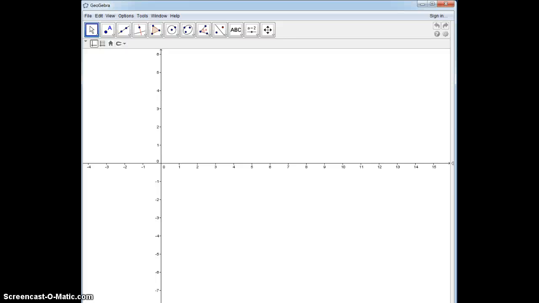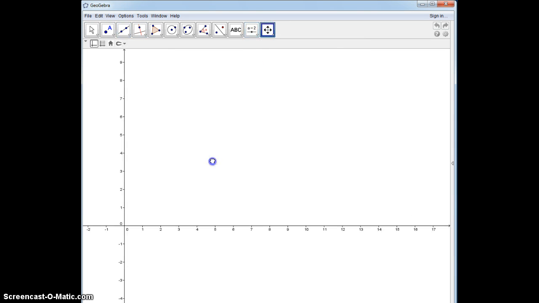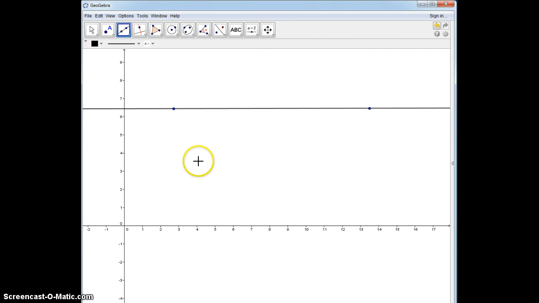Today we're going to be talking about the alternate interior angles theorem and proving it. I'm first going to start in GeoGebra by showing what they are. I'm going to move my graphics view down and start with a line. We're going to have two lines that are parallel for this theorem.